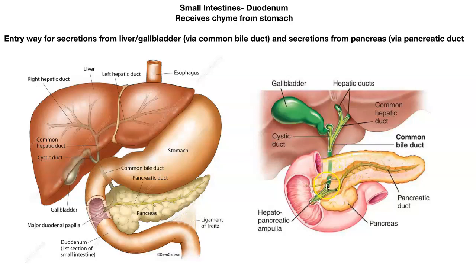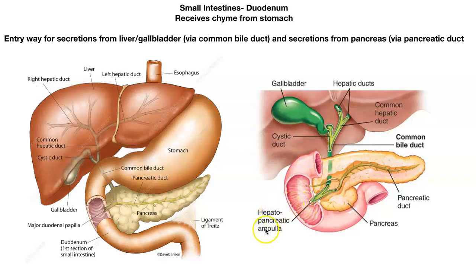Here's the common bile duct. Here's the pancreatic duct. They are joining together to form the hepatopancreatic ampulla. An ampulla has something to do with a Roman jug that has two parts that come together. So this is named after that Roman jug, ampulla.